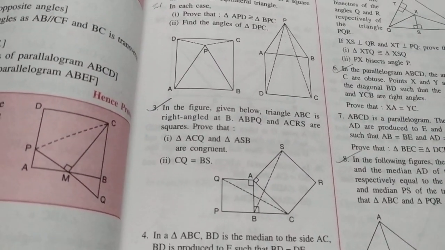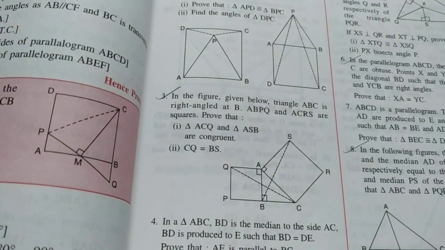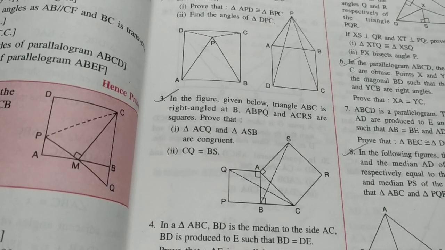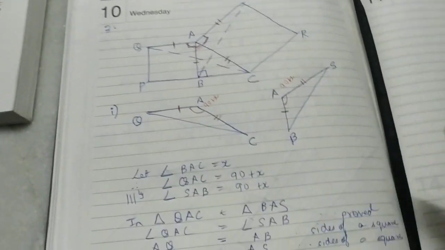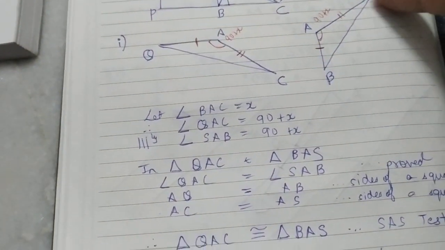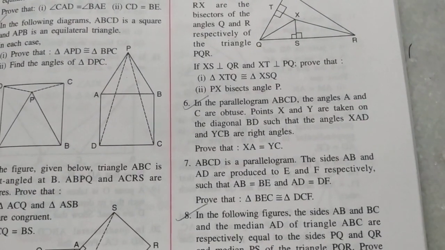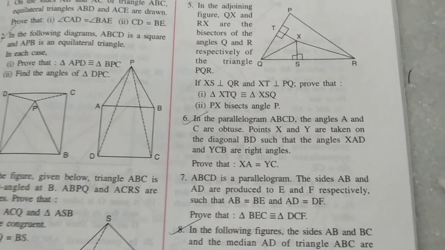Now Roman number 2 is prove CQ is equal to BS. Now this is the most challenging part of this sum. How do we prove them equal? Well, since the two triangles are congruent, so their corresponding sides should also be equal. So by CPCT, done.